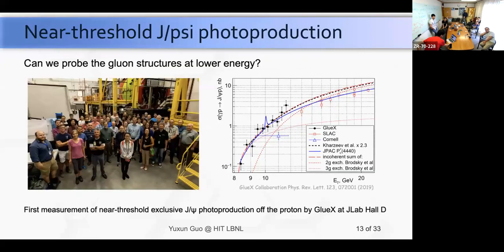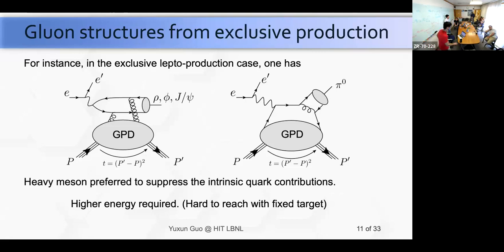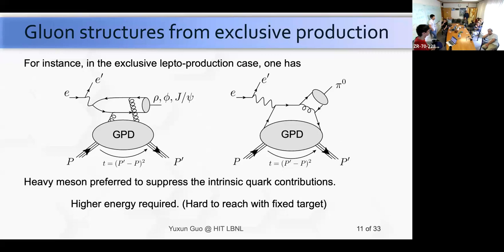I'm not sure if I had a plot of these. You can draw it here on the board. Yeah, it's basically like this, without this gluon interaction. So instead of a J/psi, you're talking about a lepton pair production in the final state. Lepton pair. Mm-hmm.